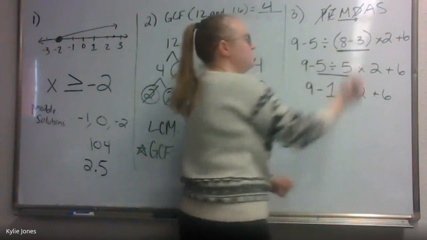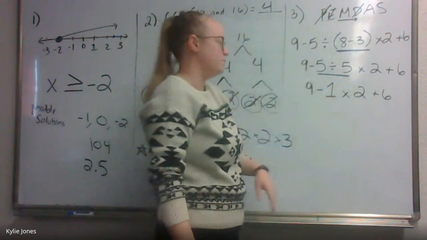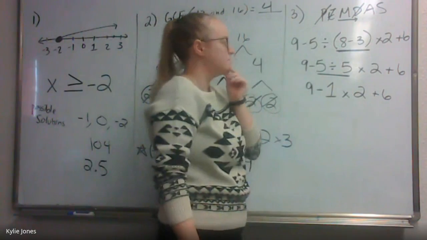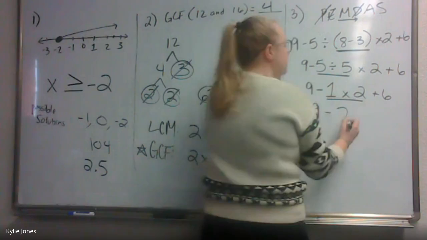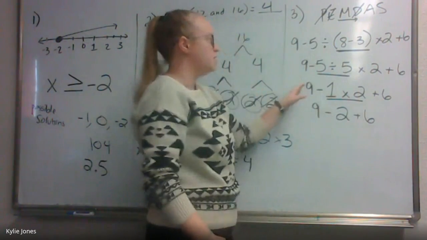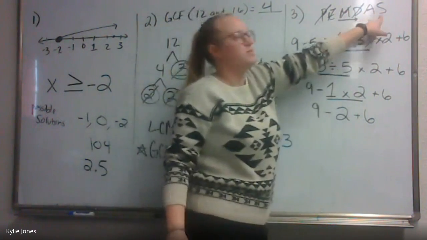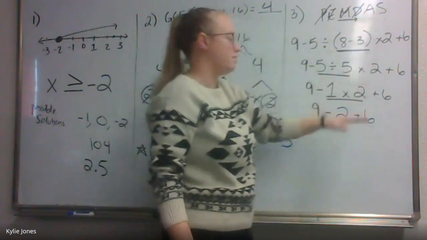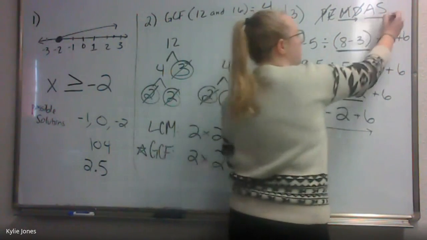So we've done that division, but we still have a little bit of multiplication to finish out, right? What am I multiplying? 1 times 2. What is 1 times 2? 2. 9 minus 2 plus 6. Good. So we've done both multiplication and division. And then again, we're left with both addition and subtraction, but we're at the point where we just need to go from left to right with what is left.